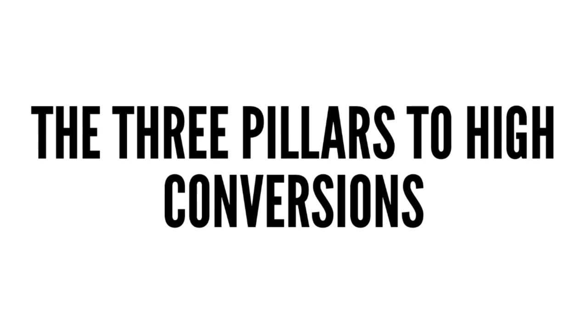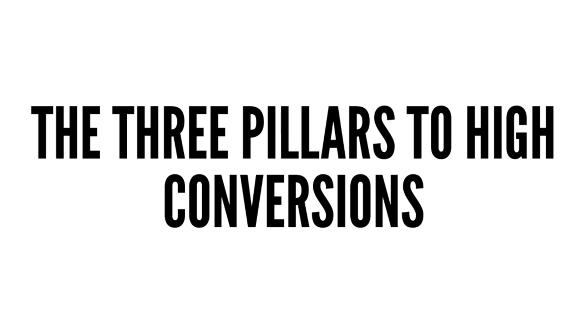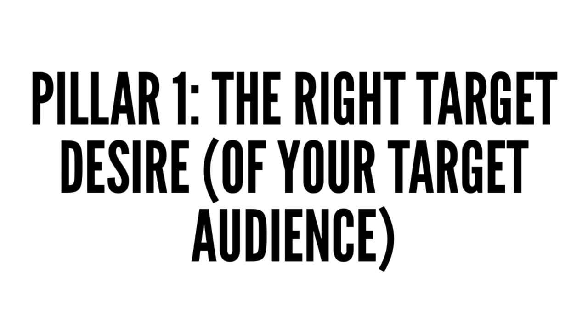Now, there are 3 pillars to getting high conversions. I'm going to show you which ones these are. You get all these 3 right, and it should increase your conversions. And I'm going to apply this specifically to video. I've got some very unique things here that I don't think you've seen before. So the first pillar is the right target desire of your target audience. So targeting the right desire. That's pillar number 1. It's probably not what you thought.